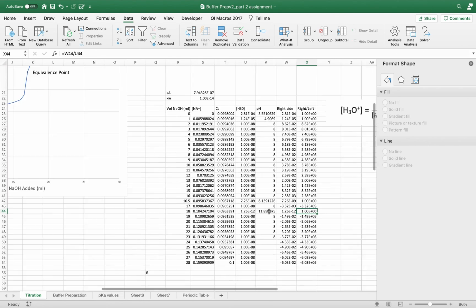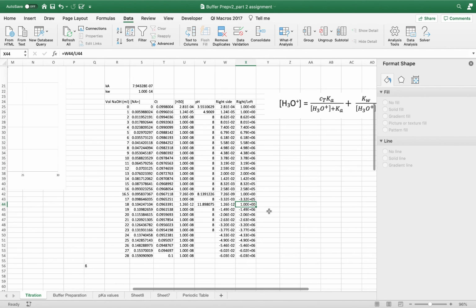So have fun with this. The only thing with Goal Seek is you do have to do it for every cell. If any of you are proficient at macros, this would be a great use for a macro. But for now, go ahead, create your new titration curve using Goal Seek as a methodology for it. Take care.